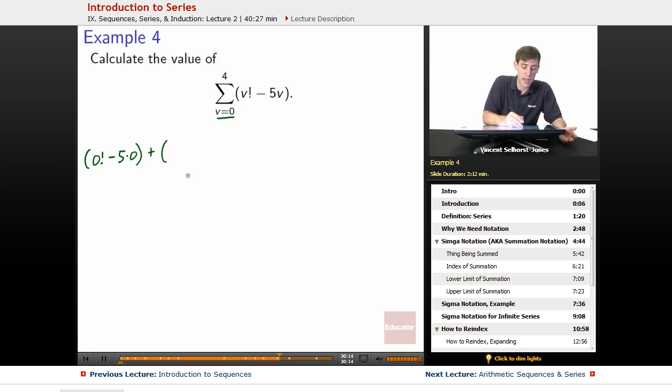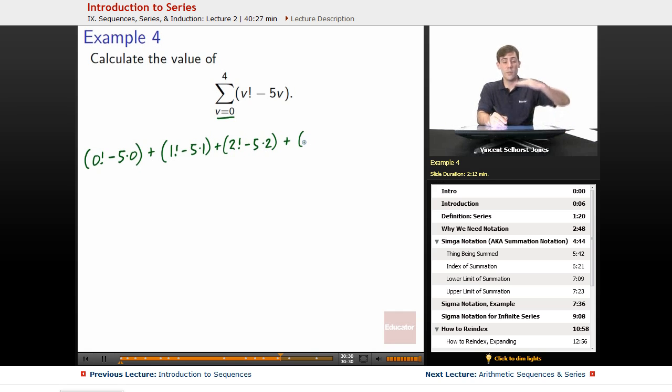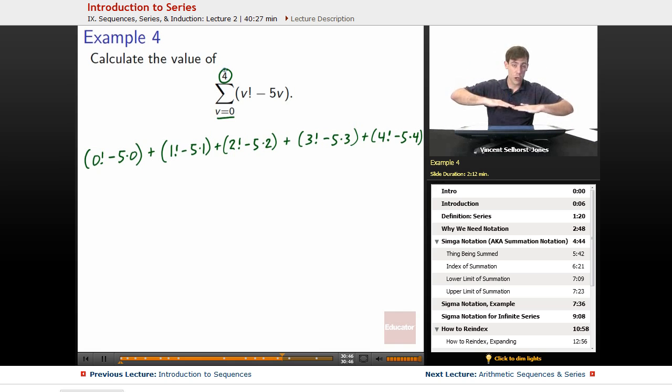Plus, we step up our index to the next level, 0 up to 1 now. So 1 factorial minus 5 times 1, plus next thing stepping up from 1 is 2, so 2 factorial minus 5 times 2, plus next thing from 2 to 3, 3 factorial minus 5 times 3, and then plus 3 to 4, 4 factorial minus 5 times 4. Finally, at this point, we notice, that's our upper limit, so we stop, right? We step from our lower limit, 0, 1, 2, 3, 4, upper limit, so that's where we stop, and we do each of the steps in between, add them all together.